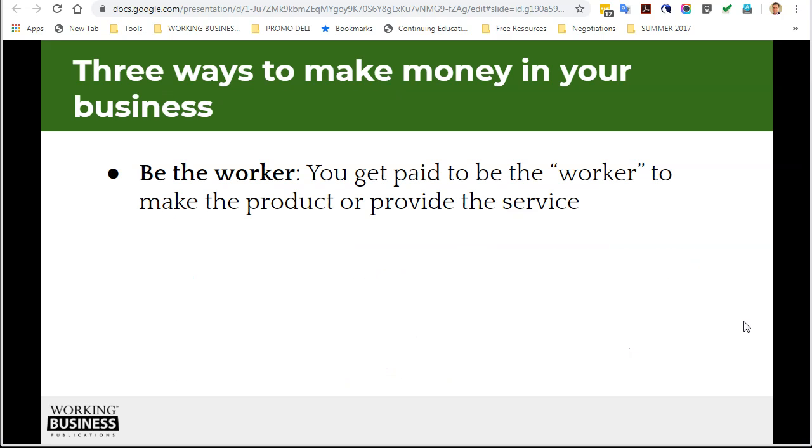So the three ways to make money in your business, the first is to be the worker. Whether you're hiring an employee or you are doing the work yourself, the worker would be paid to make the product or provide the service. So if you are an entrepreneur and you're doing the work and you're not paying yourself, you're missing out on a way that you could pay yourself in a business. So the first way to make money in your business is to be the worker and do the actual work.